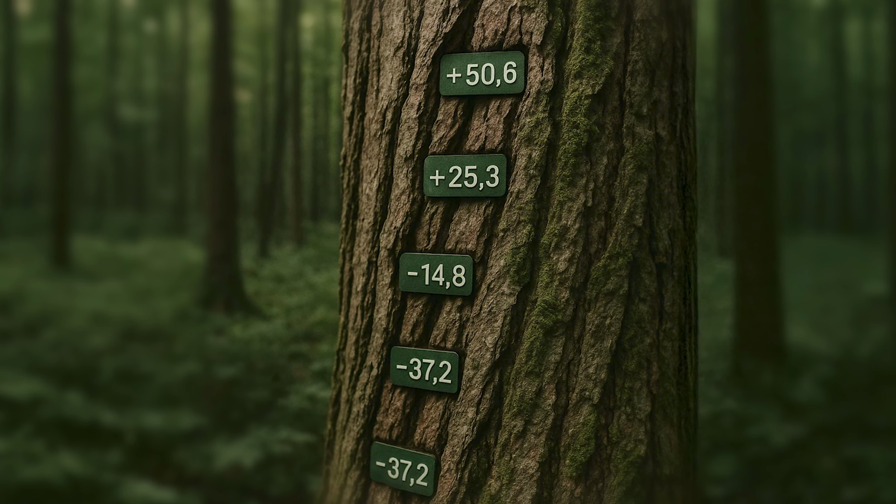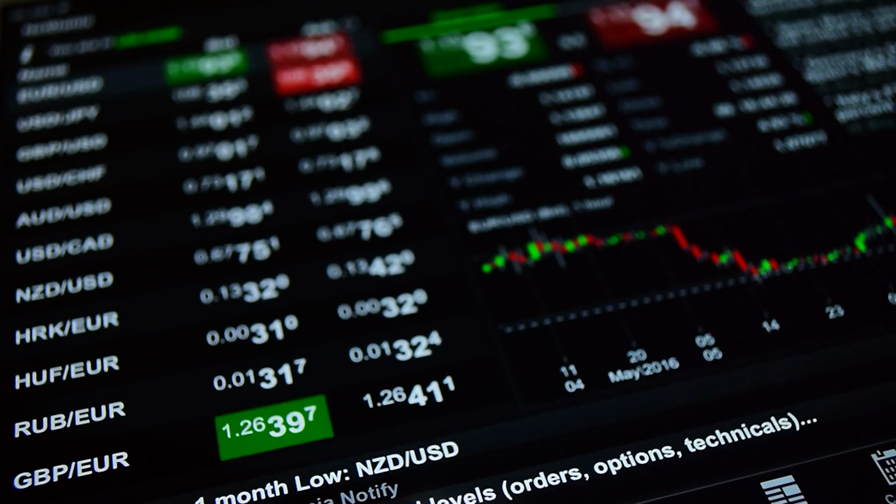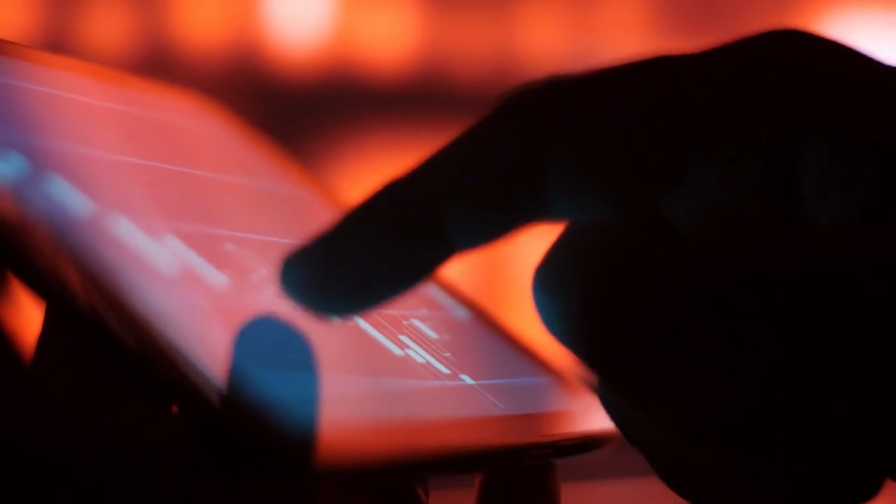Each one is like a different way of seeing the same forest. One looks at the trees, another studies the soil, the third asks, hey, how do the trees feel today? So let's break these down, not just so you understand them, but so you can actually figure out which one actually fits you as a trader.